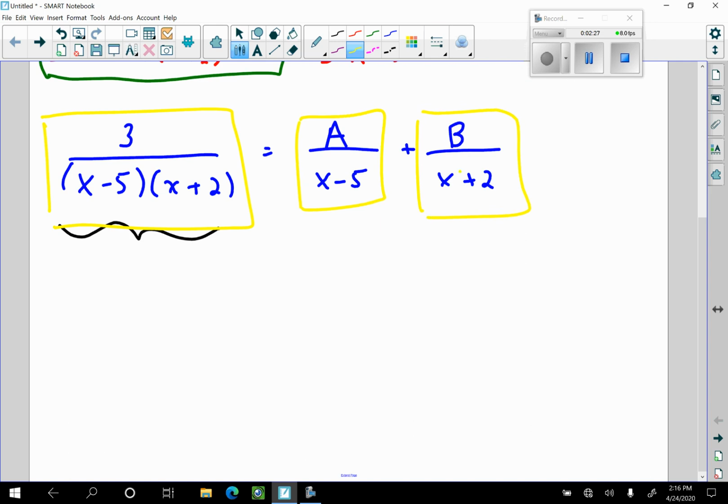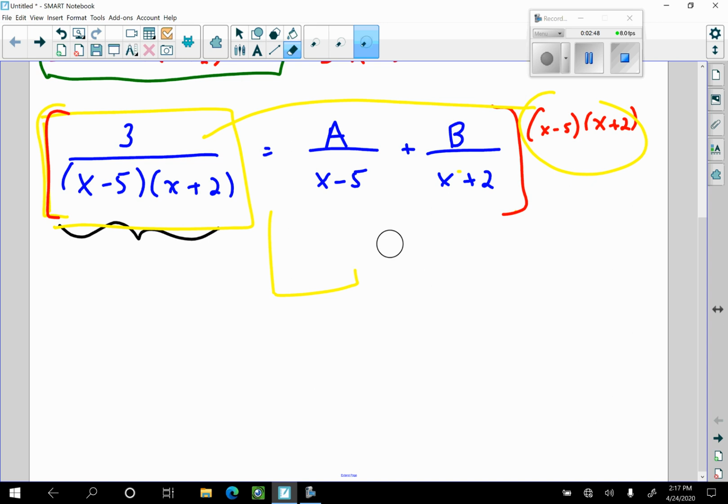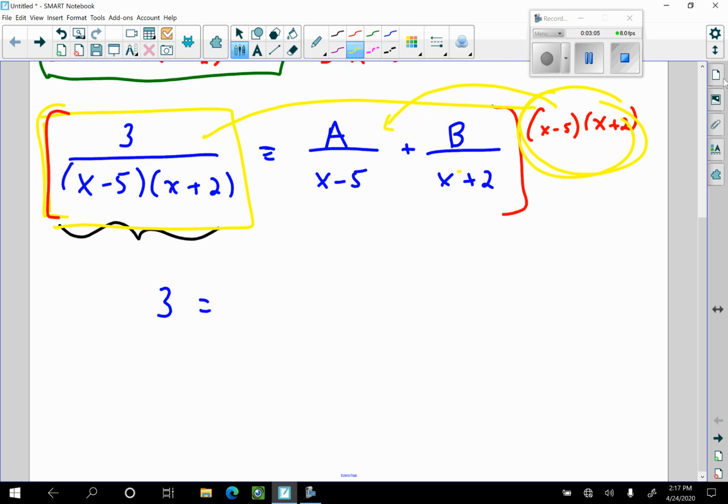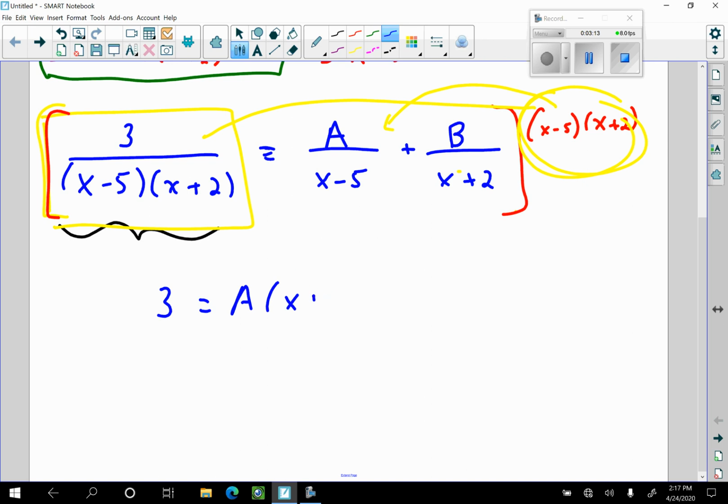Here, I'm just going to go through the steps. What you do is multiply both sides of this equation by x minus 5, x plus 2. If I multiply the left side of this equation, the x minus 5, x plus 2 will cancel, and I simply have a 3 left. Then if I multiply by A over x minus 5, the x minus 5 will cancel, and I have A times x plus 2. In like manner, if I multiply by B over x plus 2, the x plus 2 will cancel, and I have B times x minus 5.